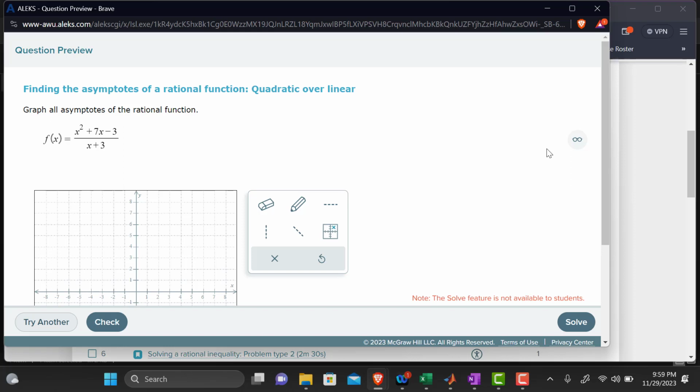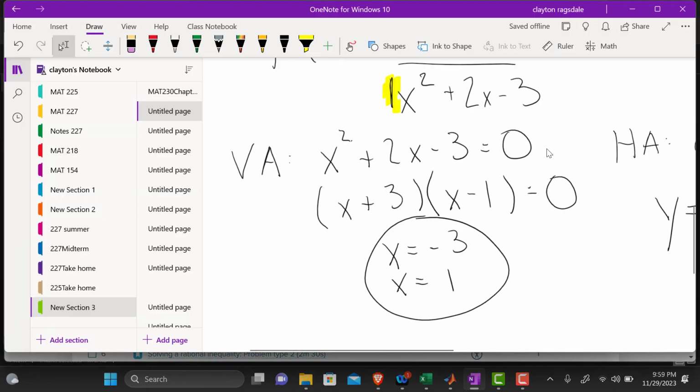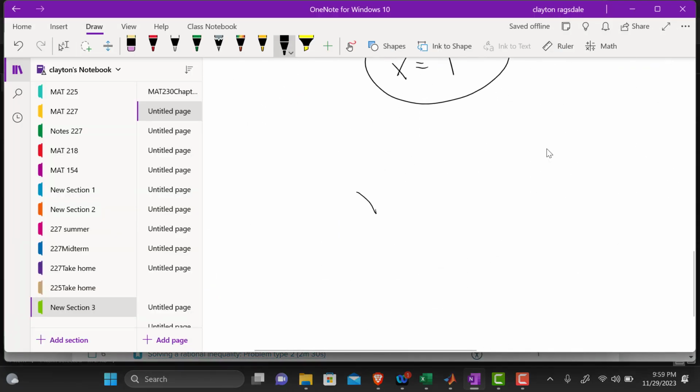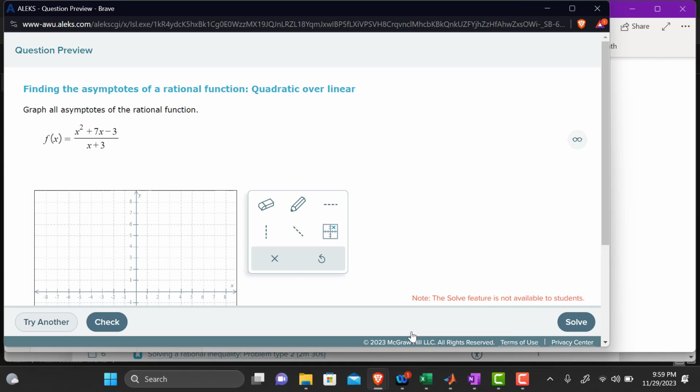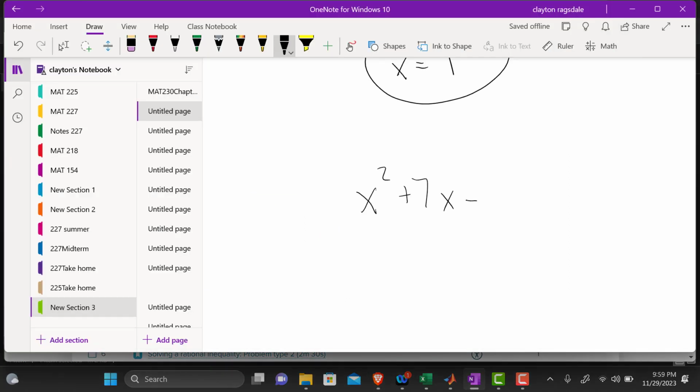We have x squared plus 7x minus 3. So x squared plus 7x. Was it minus 3 or plus 3? I just read it out loud. Minus 3, all over x plus 3. And we have f of x, right? So one more time.